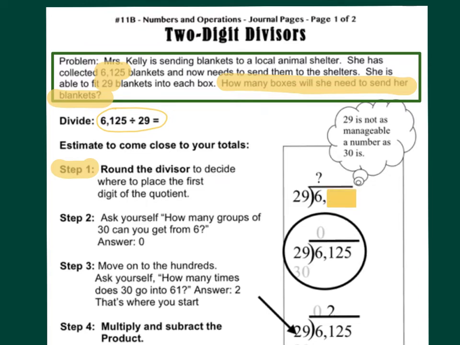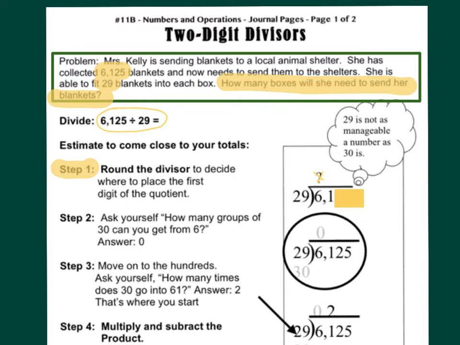I want to look at my dividend, and I'm going to block off everything just to determine where I'm going to start my quotient. So the first thing that I want to identify is, can I get any groups of 29 out of 6? And the answer is no. So I'm going to put an X over the 6, so I know not to start my quotient there. Then I can move over, and now I'm going to look at 61. Can I get any groups of 29 out of 61? Well, of course, because 61 is larger than 29.